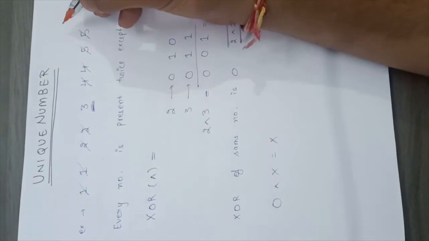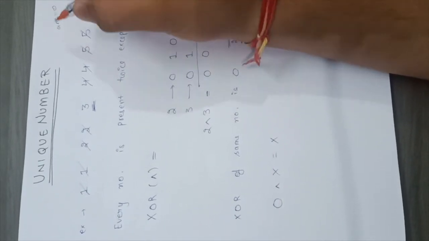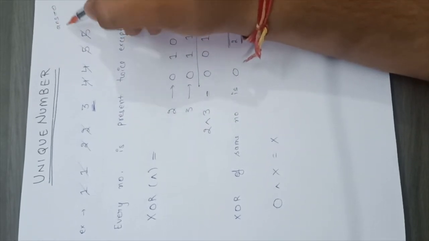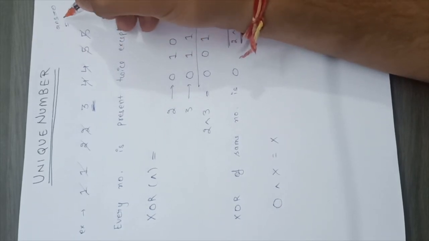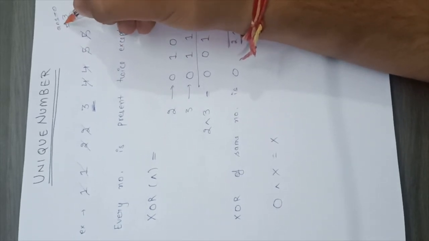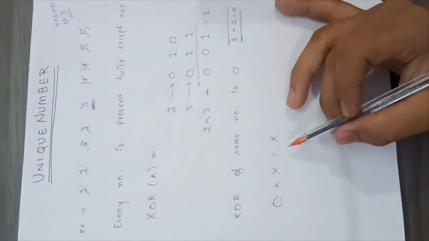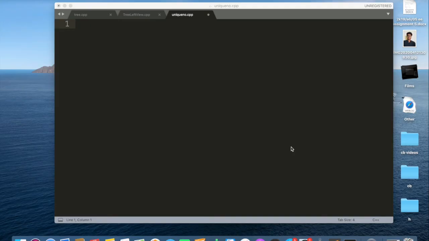So if we track our XOR with answer equals to 0 and we take XOR of each number that we are inputting, we'll get the number which is present once only. So the same numbers will cancel out each other and we'll get our number as 3. So another property is 0 XOR x is equal to x. So let's see its implementation. See the implementation of unique number program.